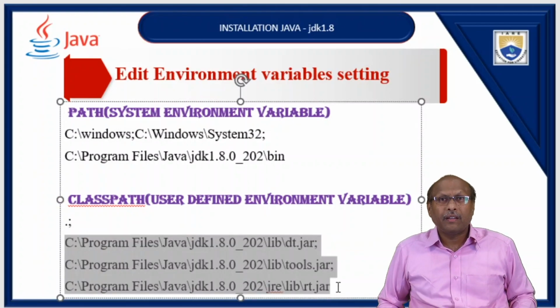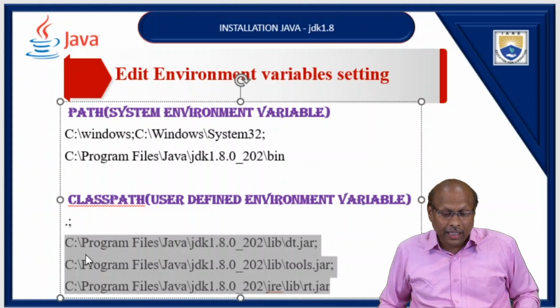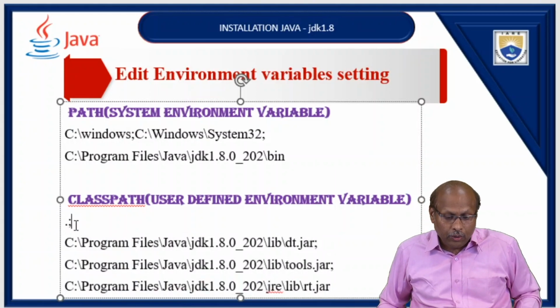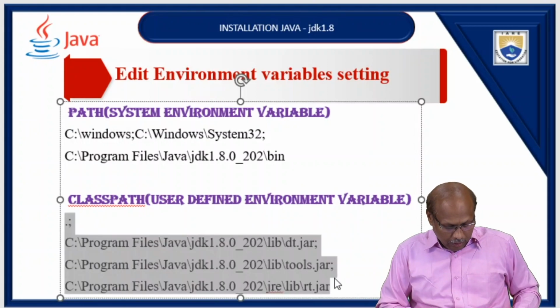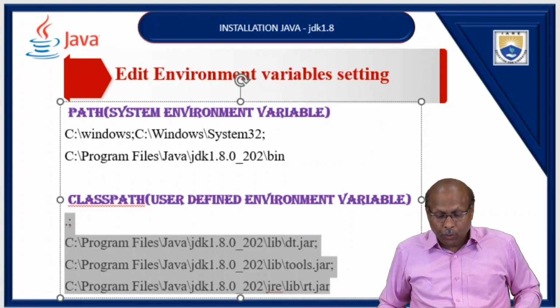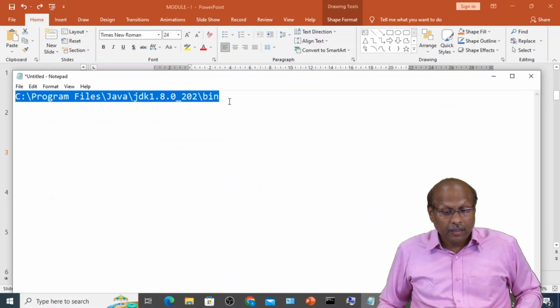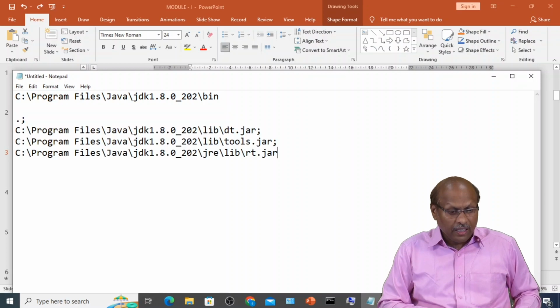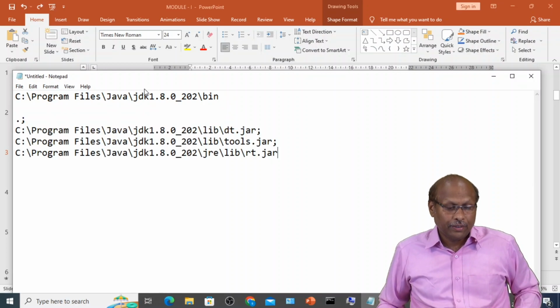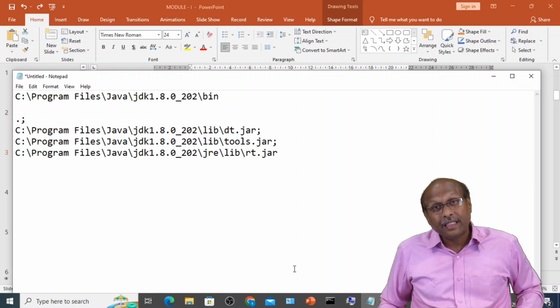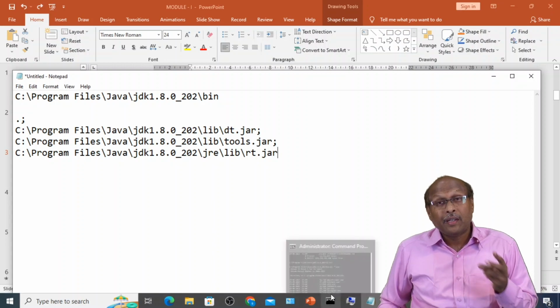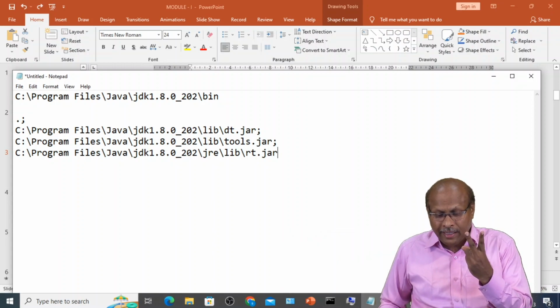Control C, copy. And one more is the dot, followed by this one. So these four things, Control C, copy. I will put them in my notepad, Control V. These four I will set. Fine. Where do I have to set? I have to set them in my environment variable, because under environment, two are there: path and class path.